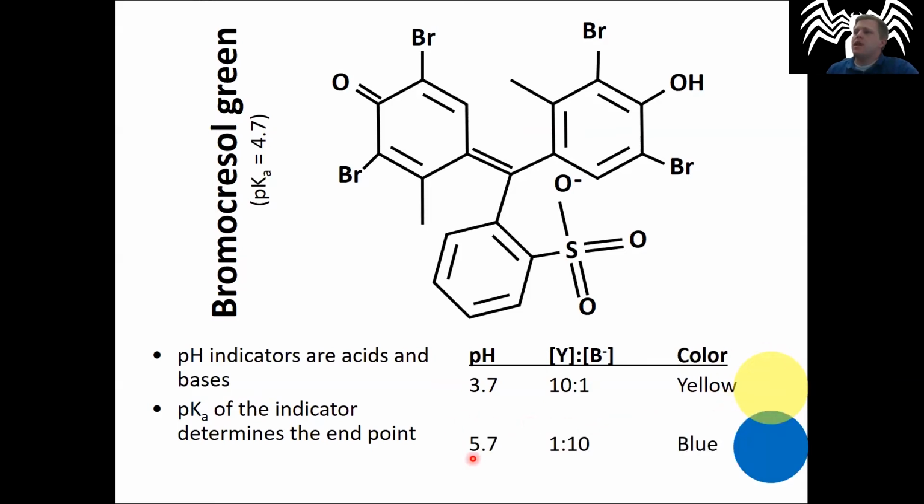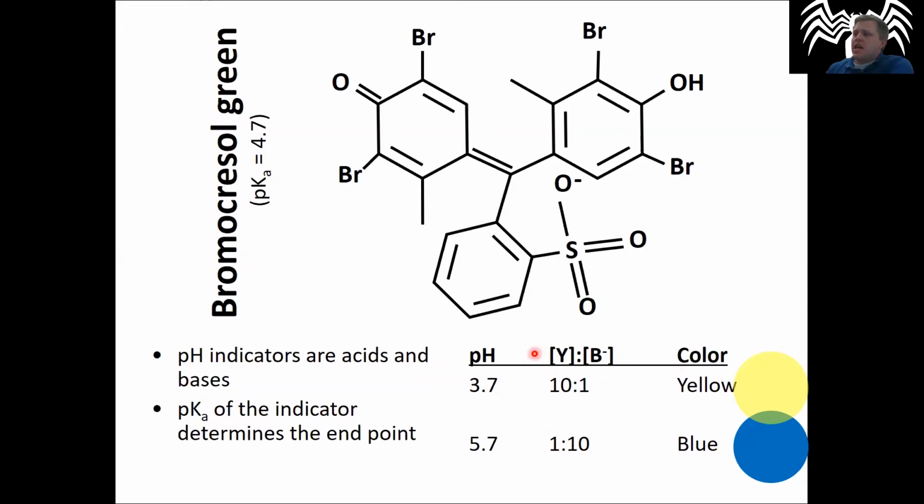Now, if we go a pH unit above the pKa value, so now we're at a pH value of 5.7, that ratio is flipped. Now there's 10 times more blue molecules than there are yellow, and now we see this as blue, or we see the solution as blue.